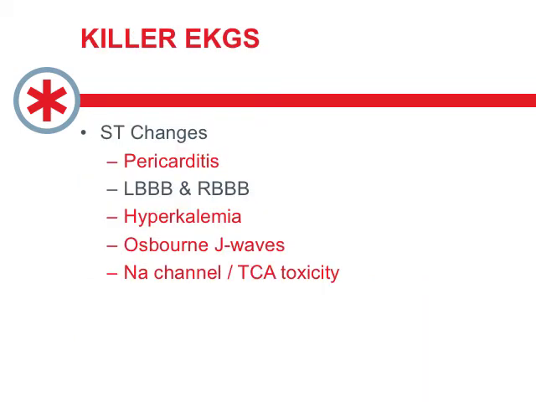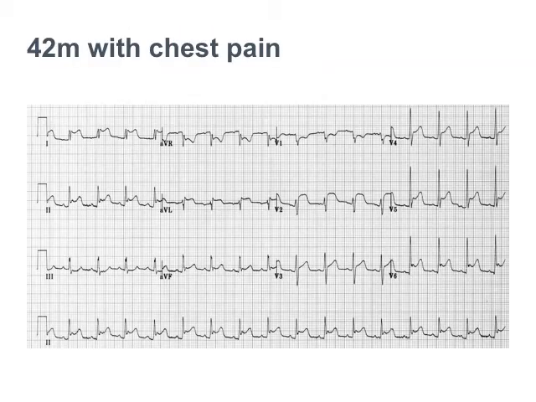All right, team, home stretch here, the last few ECGs. So we're going to talk about some of the ones that we see, particularly with changes in the ST segments. So we're going to talk about pericarditis. Remember, we're not going to address left bundle and right bundle, just in that it has been done already in a previous lesson. Talk briefly about hyperkalemia, Osborn J waves, and then sodium channel blockade, which is talking about TCA toxicity here. All right, 42-year-old male with chest pain.